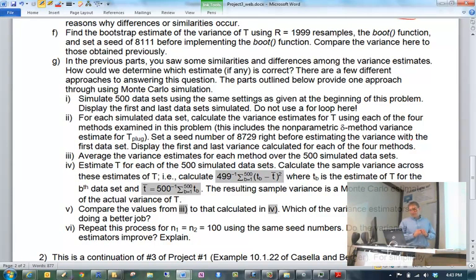Part F. Now do the bootstrap. Again, remember you're going to need the strata arguments here. And part G. Part G is a very good problem.